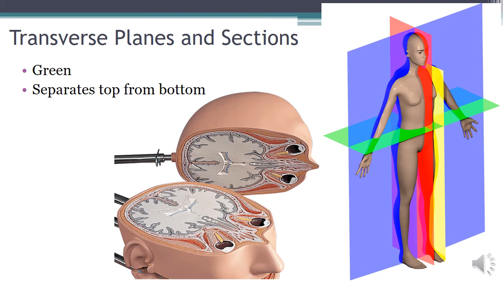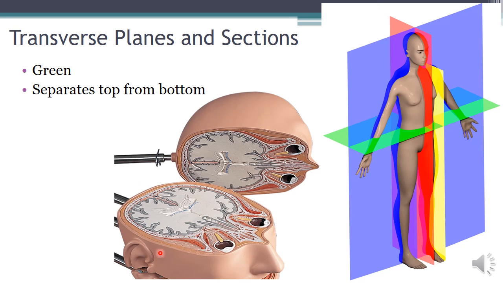The final plane is called a transverse plane. So you can see a transverse plane in the picture here in green. A transverse plane is going to be a plane that separates top and bottom. And again, you can have a transverse plane anywhere along the body. So you can have a transverse plane through the head, or through the neck, or through the chest, or through the abdomen like you see here. As long as it separates top and bottom, that's what we would call a transverse plane.